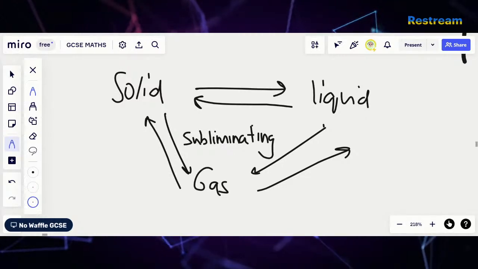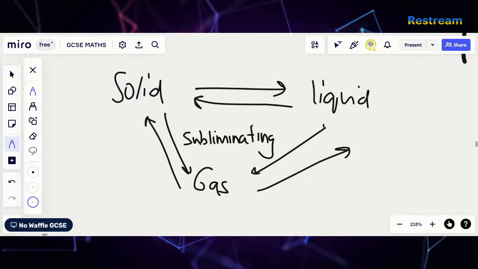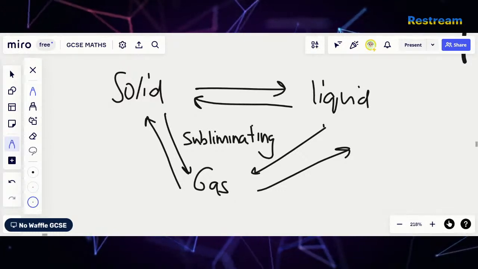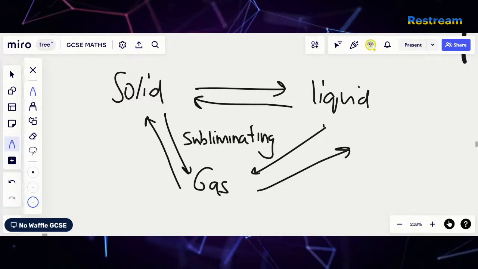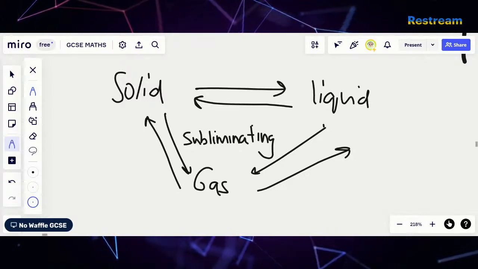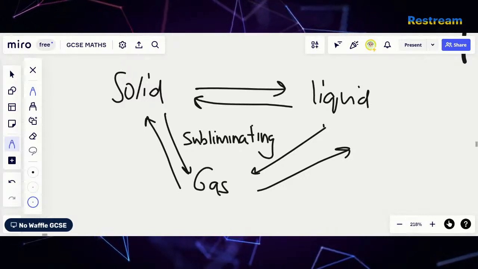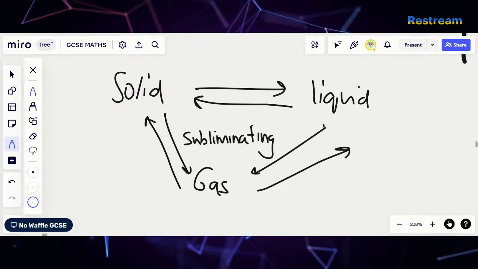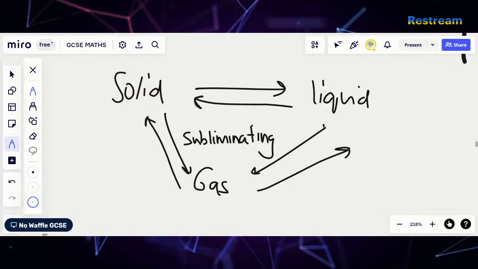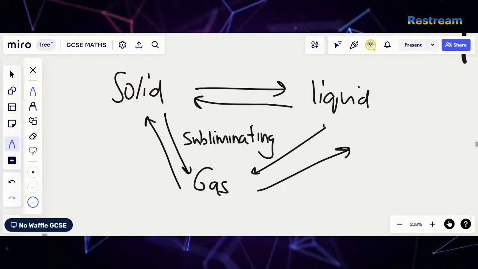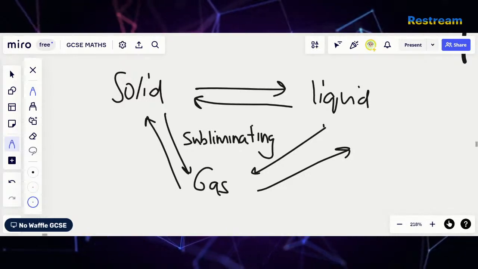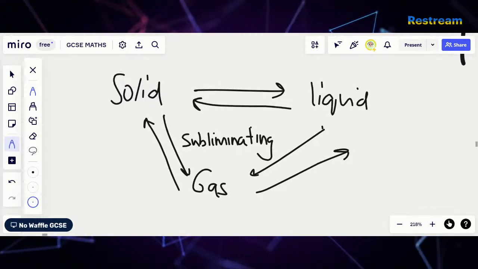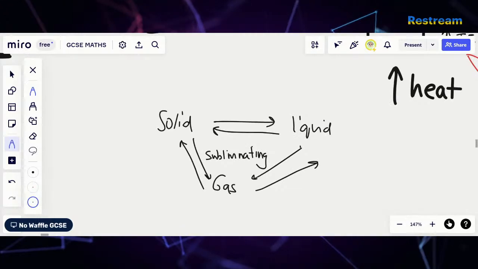Now, when you are changing state, it's a physical change. It's not a chemical change, so you don't end up with a new substance. It's just the same substance, but in a different form. If you reverse a change of state, then the substance will return to its original form with original properties. The number of particles does not change, it's just the arrangement that changes. So a change of state is just a physical change to the arrangement of the atoms. Okay, now we've gone over that.